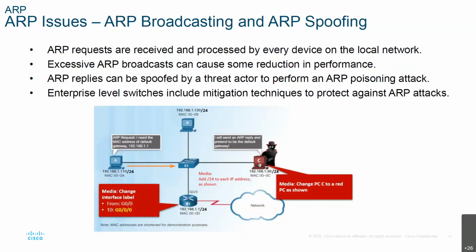But usually, our Cisco switches have security in them so that they can check which is valid. That's why most of the devices that come out after lots of research and experiments are much more secure than the previous devices. So enterprise level switches include mitigation techniques to make sure that this kind of ARP attacks do not happen.